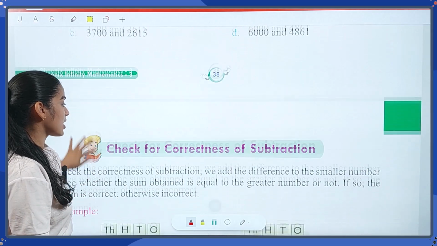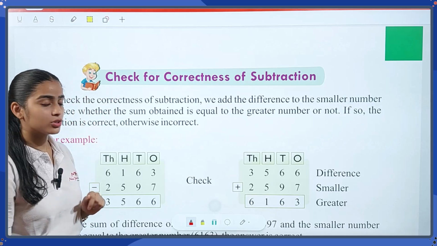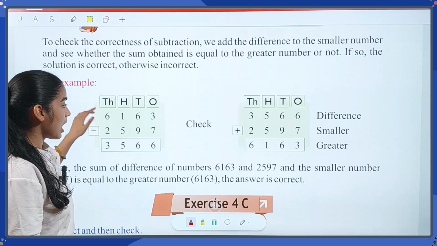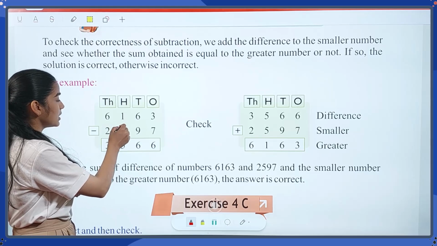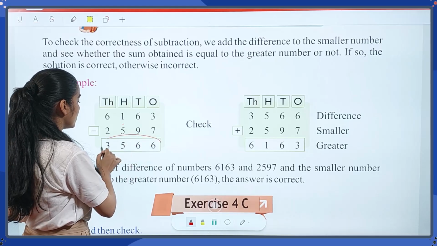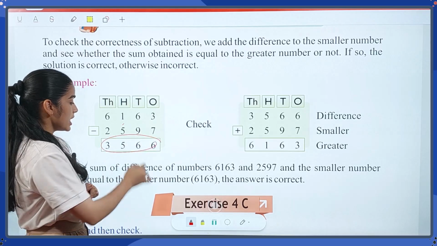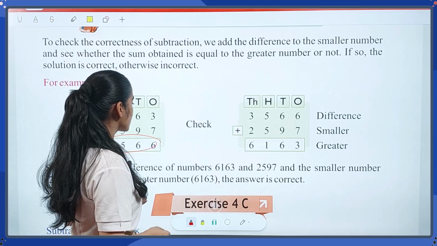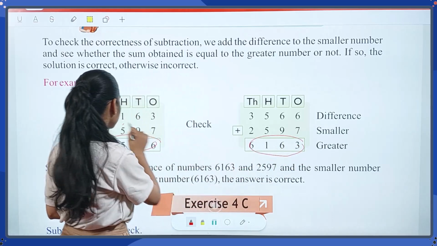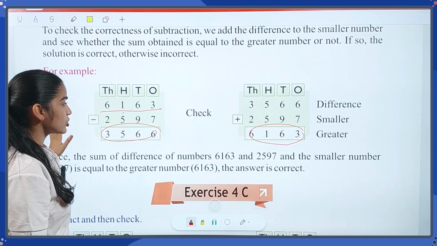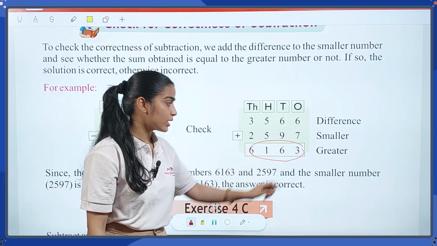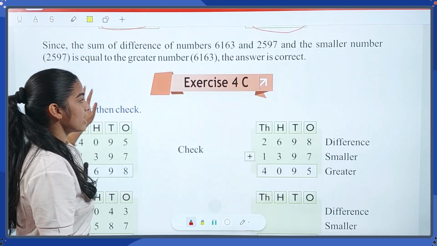Now check for correctness of subtraction. Okay, the calculation we are doing, is it correct or not? We have to check it. How? In this way. If we take 6163 minus 2497, our answer will be this, 3666. If we add 3666 and 2497, if we get the same number as this, it means we are doing the question in a correct way. So what you have to do, you have to add the difference and the smaller number to get the greater number. So now we have our exercise 4C.